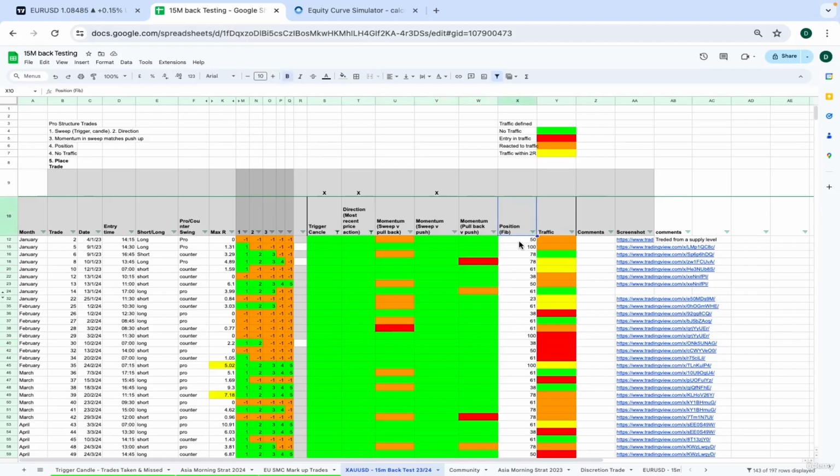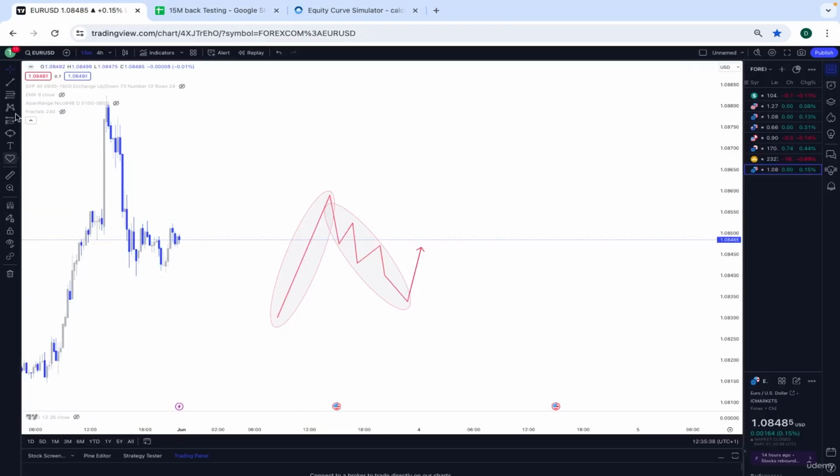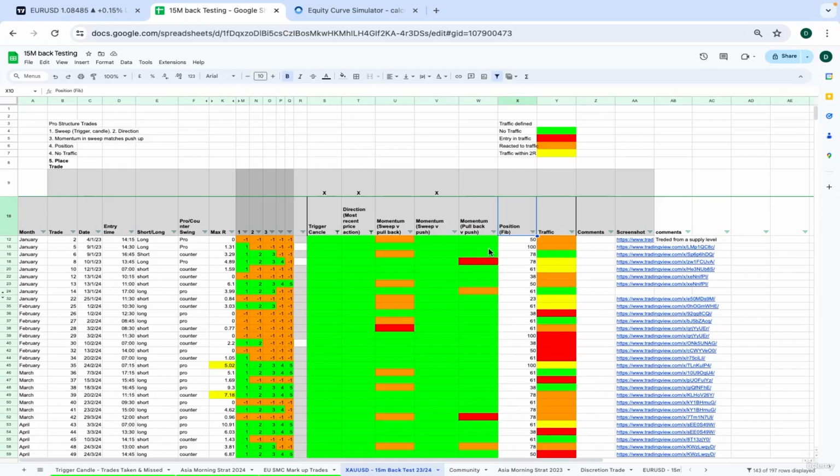Position. So we spoke about position. That's simply the retracement, how far I've retraced as a percentage. We use our Fibonacci tool. That's this column here. And then the final one is traffic.